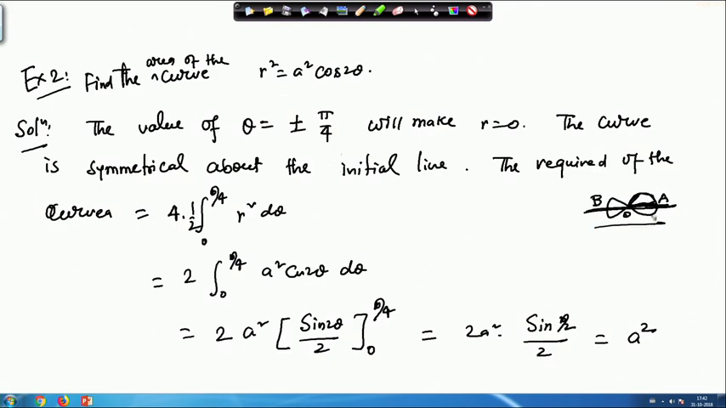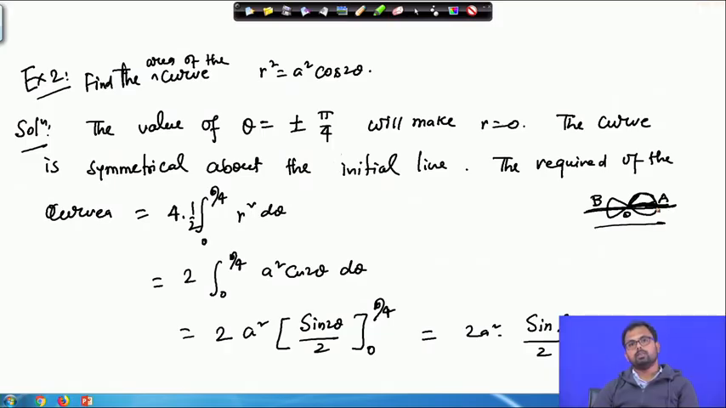and the curve actually looks like this. So in order to calculate the area, we have to see for what value of theta r is becoming 0, and that will give us the limits from where to where we have to integrate. The area of the entire curve will be given by 4 times the area of these small sections. So the area of the entire Lemniscate of Bernoulli will be a square.